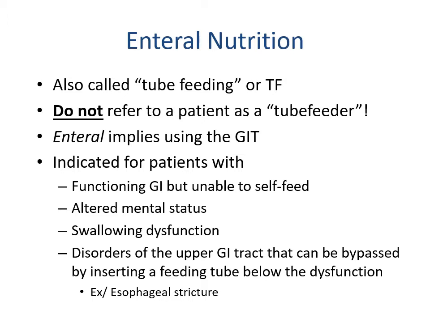And disorders of the upper GI tract can be bypassed by inserting a feeding tube below the dysfunction. So for example, if someone has had damage to their throat or esophagus, this could be a cancer treatment, this could be structural damage, etc. Or if they've had, for example, gastric cancer, etc. We can place the tube below that into the small intestine, and again, still use the GI tract for absorption and digestion, but going below the malfunctioning portion of the GI tract.